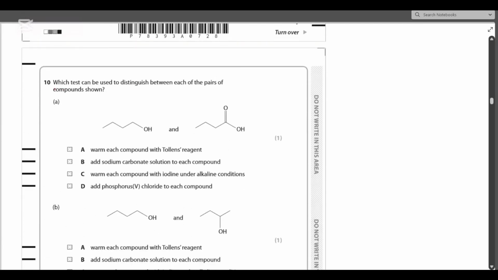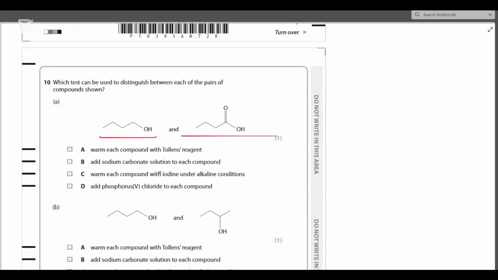Moving on, we have the next one that says which test can be used to distinguish between each of the pairs of compounds shown. Okay, so if I talk about this one and if I talk about this one right here, we can very clearly see that one contains COOH, the carboxylic acid group. The other contains another one, it's an alcohol. Now, if we warm each compound with Tollens reagent, neither compound is going to react because Tollens reagent is only responsible for identifying aldehydes, but we don't see any aldehyde group here.